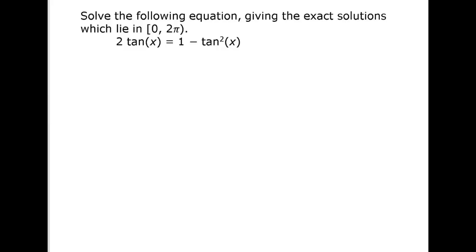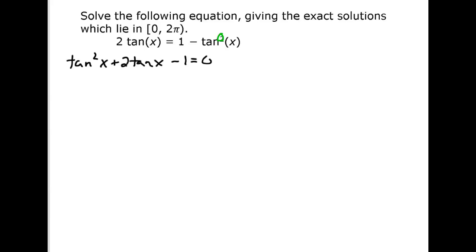So let's go ahead and solve this trigonometric equation. Because we have a tangent squared, we'll go ahead and put everything on one side. So we'll have tangent squared x plus 2 tangent of x minus 1 equals 0. Now this does not factor. It would be nice if it did, but it doesn't. So we'll use the quadratic formula.